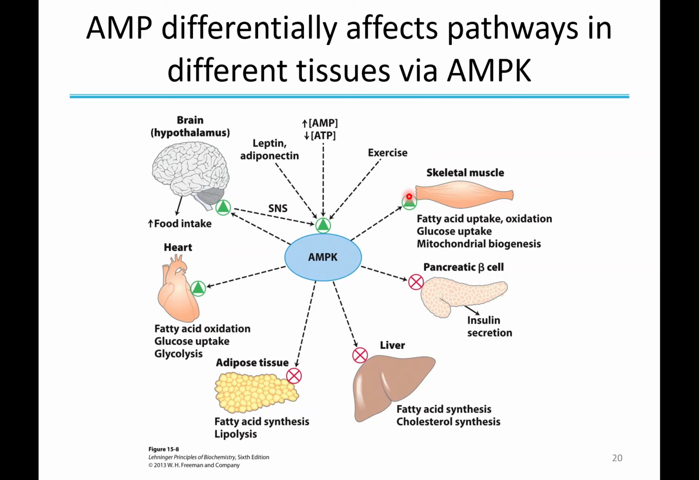Okay. So you don't need to know any of these specifically, but this is just an example of how one signal, and a very potent one, AMP, can have different effects in different tissues. And that's sort of an example of, we talked about it in chapter 12, how the same signaling molecule can have different effects depending on the tissue. And this is an example of that.